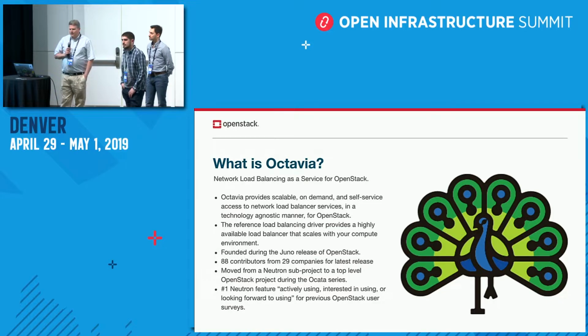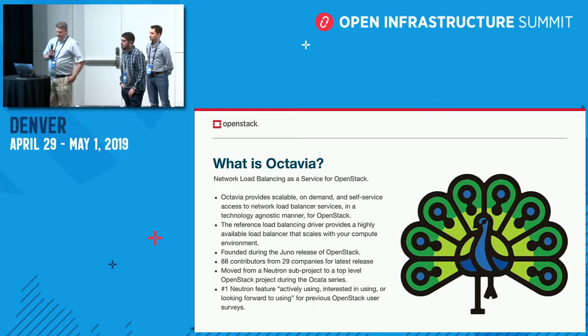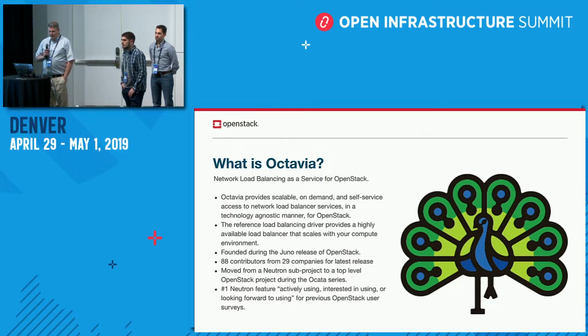We started during the Juno release. That's when the team formed and we started designing and building out this service. Our first release was in Liberty. In Stein, we had 88 contributors from 29 companies, so pretty consistent for the last few releases. And in case you weren't aware, we moved out of Neutron. We're no longer a Neutron project. We're a top-level OpenStack project now, so we're separate from Neutron governance.